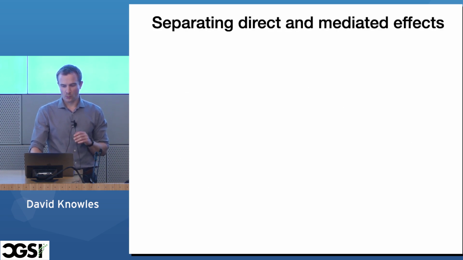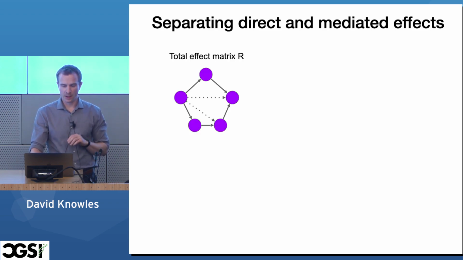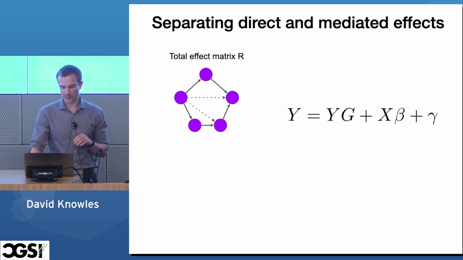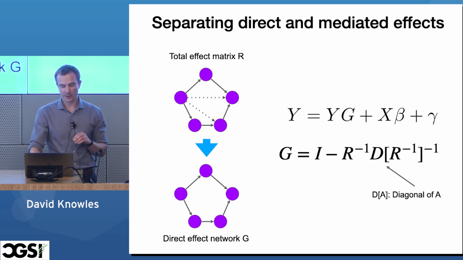And what it turns out you can do under this model is separate out direct effects of traits on each other and mediated effects. So effects where A affects B through some other trait C, or even through longer causal chains. So if we knew the total causal effect matrix R, so this is for every pair of nodes, how much does node A affect node B, including both direct and mediated effects, it turns out that under the model I just described, you could calculate the direct effect matrix G through this expression.